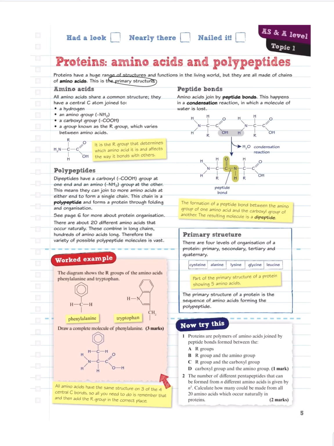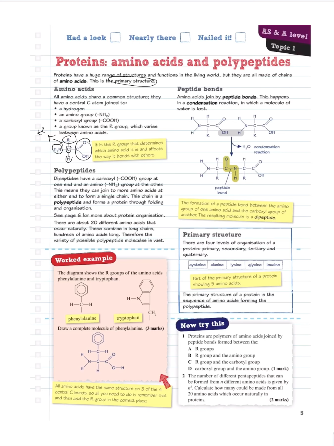Amino acids share a common structure. They have a central carbon atom that is joined to a hydrogen atom, an amino group, a carboxyl group, and an R group. This is what differentiates different amino acids from each other. The R group can be any other atom or group of atoms, the simplest being just another hydrogen, and that is called the amino acid glycine.